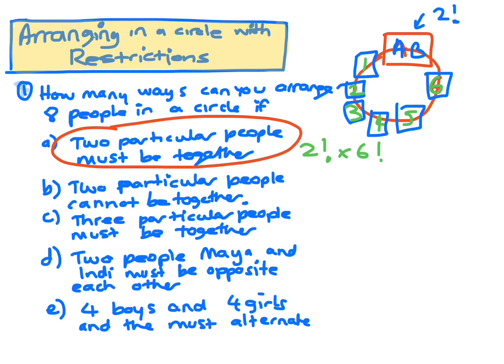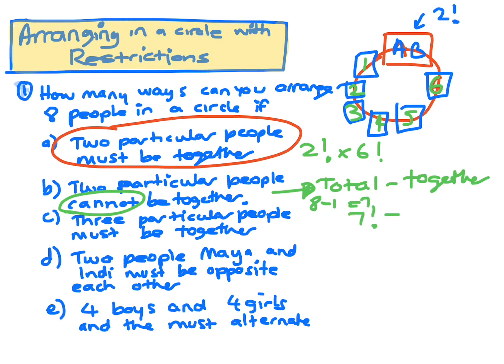Now, if you did not want the 2 particular people to be together, then you need to do the total number of ways with no restrictions minus the ways they are together. So that's going to be the total number of ways. If there's 8 people, you do 8 minus 1, which is 7. So that's going to be 7 factorial minus 2 factorial times 6 factorial. Okay, so now let's look at the next one.